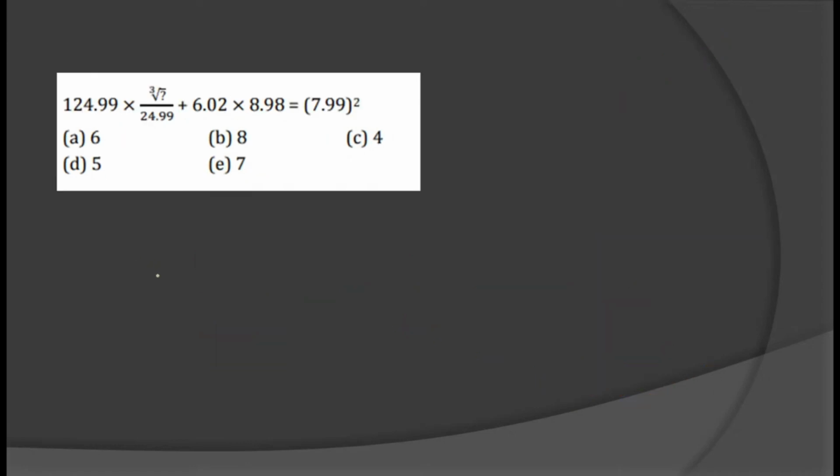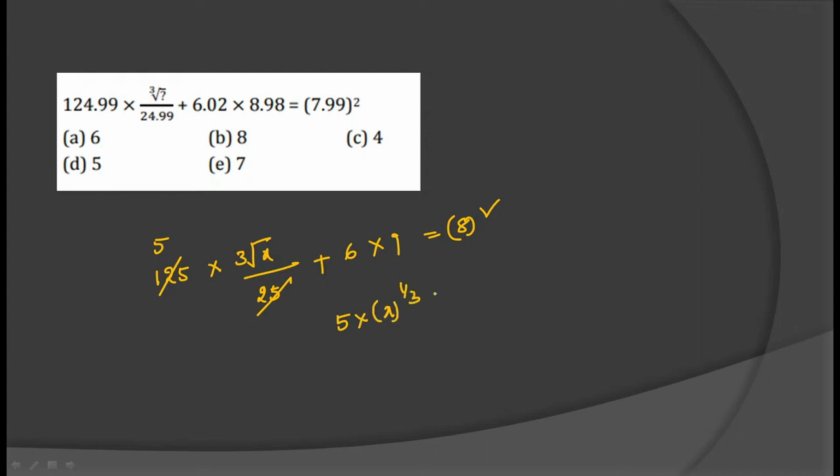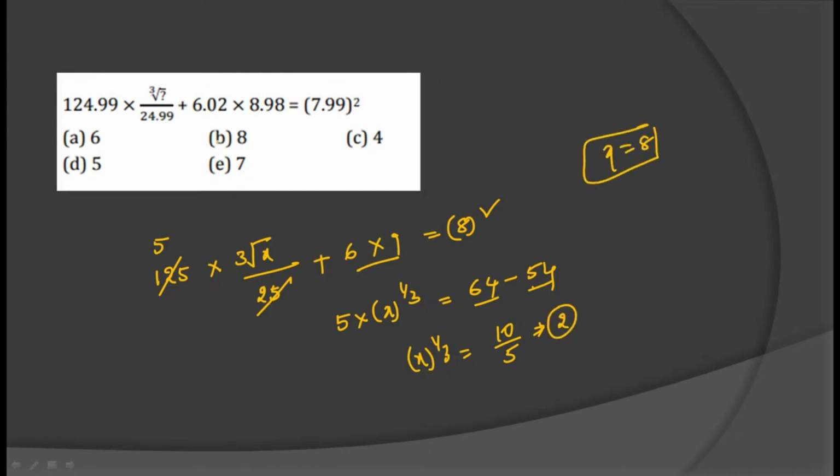See that 124.99 is the 125 multiple with 3 under the cube root of x divisible by 25 plus 6.02 is 6. 8.98 is 9 is exactly equal to 8 square. Now first of all, this is the value of 5. So 5 into x power 1 by 3 is exactly equal to 64 minus 54. 8 square is 64. 9 6s are 54. Now x power 1 by 3 exactly equal to the difference between these numbers, 10, divisible by 5. Now x power 1 by 3 is equal to 2. The value of x is equal to 8. 2 cube is equal to 8.